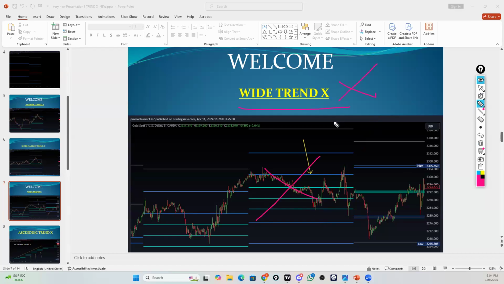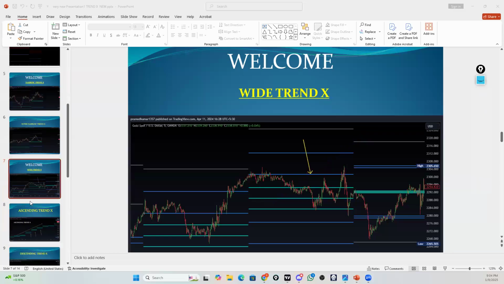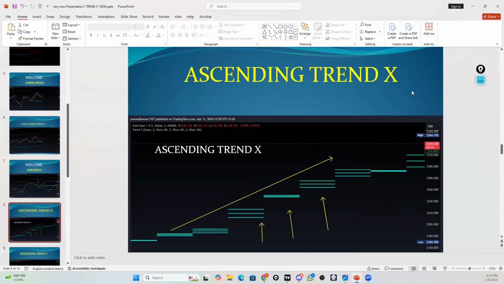So if you know the scalping, yes, you can try the scalping trades here according to the weekly. I'll just tell you how. Okay, this is the basic. So you should understand the narrow, super narrow, and the wide trend X. So now, ascending trend X. This is really important.